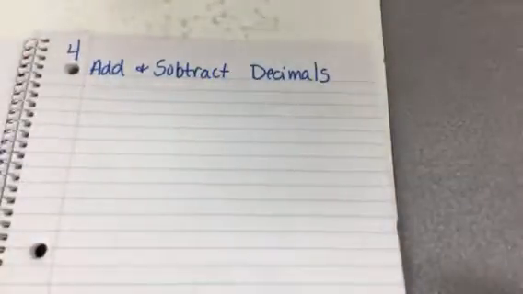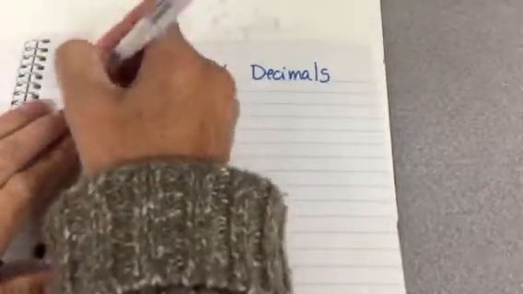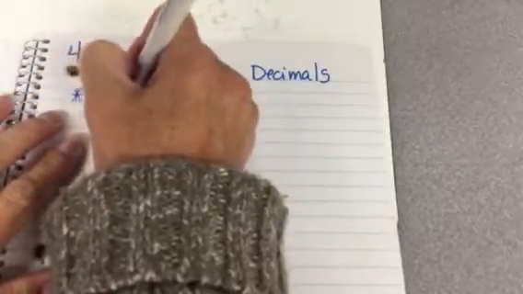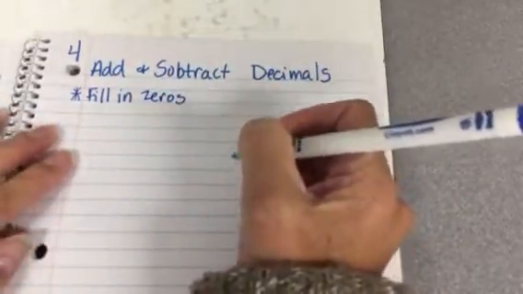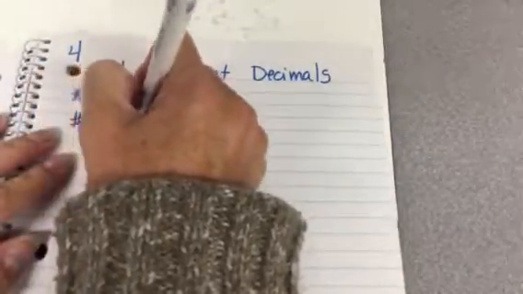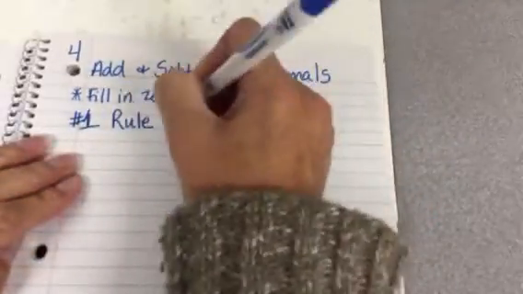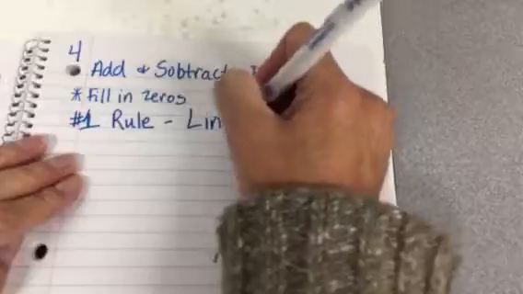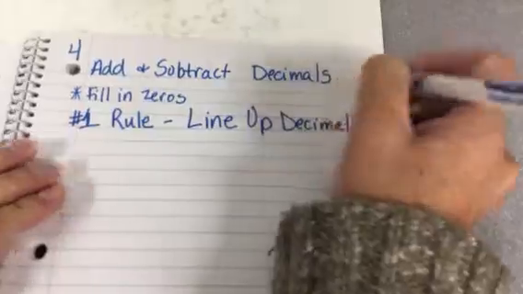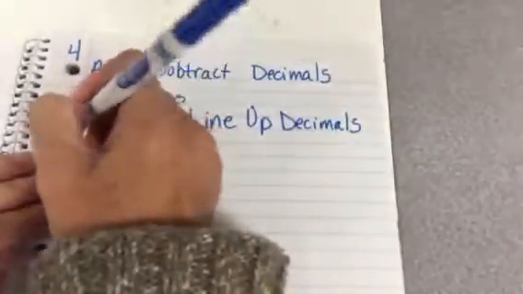Okay, so adding and subtracting decimals is pretty simple. It's pretty straightforward. There's not a whole lot of notes involved. I do want to put one note at the beginning that we need to fill in zeros whenever we have a missing place. And our number one rule about adding and subtracting decimals is you have to line up the decimals. Okay, fill in zeros, line up your decimals.